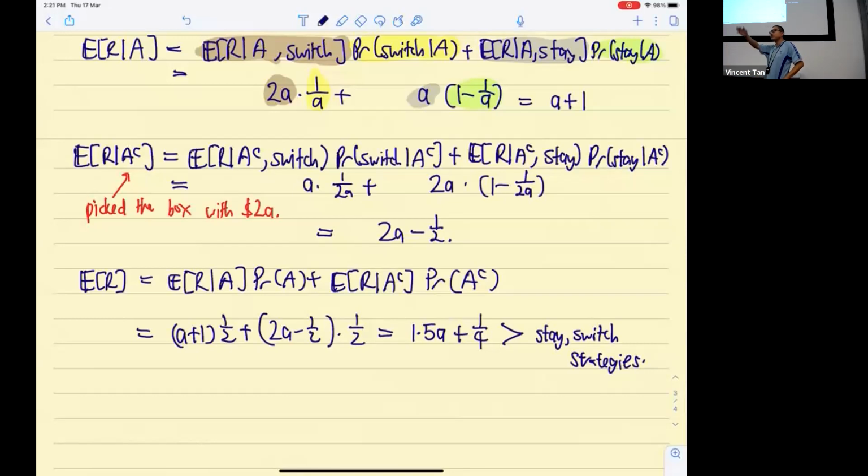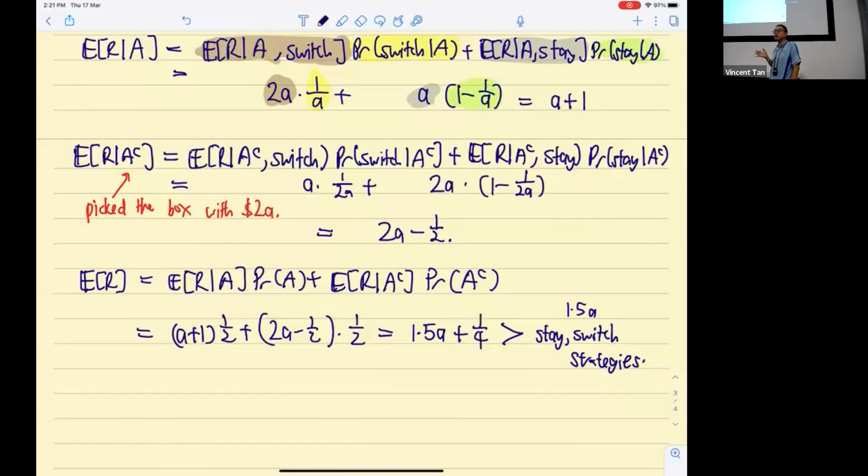Then okay, homework exercise for you. Can you do better than 1 quarter beating the stay or switch strategies? David suggests use some other probability. I don't know because I have not done the calculation. But here the stay and the switch strategies give you 1.5A.